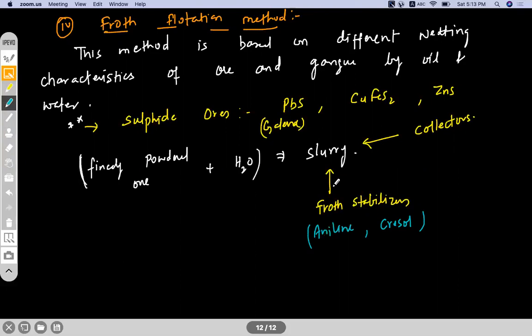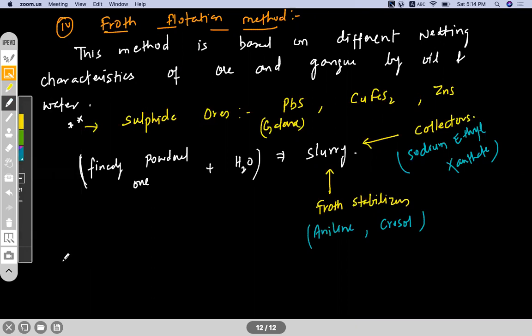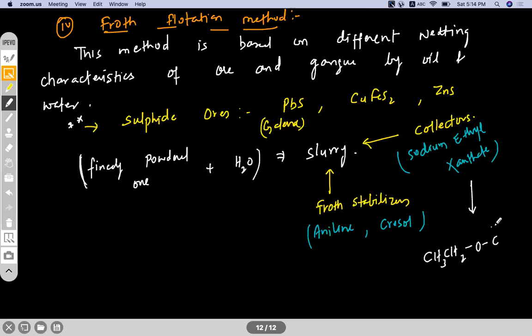For collectors, mainly we use the salt of ethyl xanthate. One example is sodium ethyl xanthate, we use as collectors. The formula for sodium ethyl xanthate: we have CH3CH2, it is ethyl, then O, C double bond S, and instead of O we have S here, S minus Na plus. This is sodium ethyl xanthate.